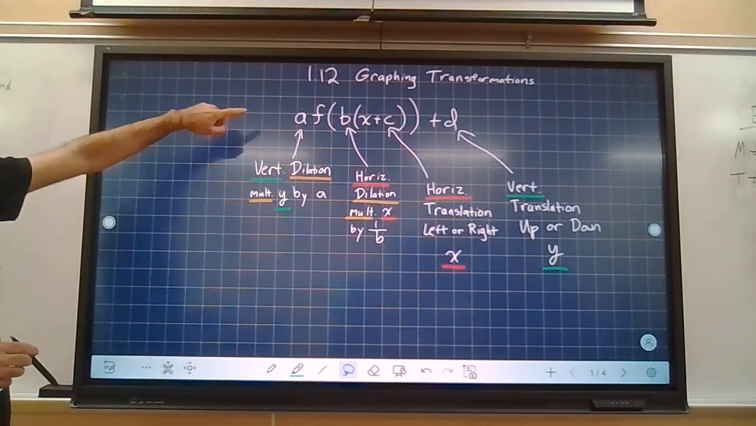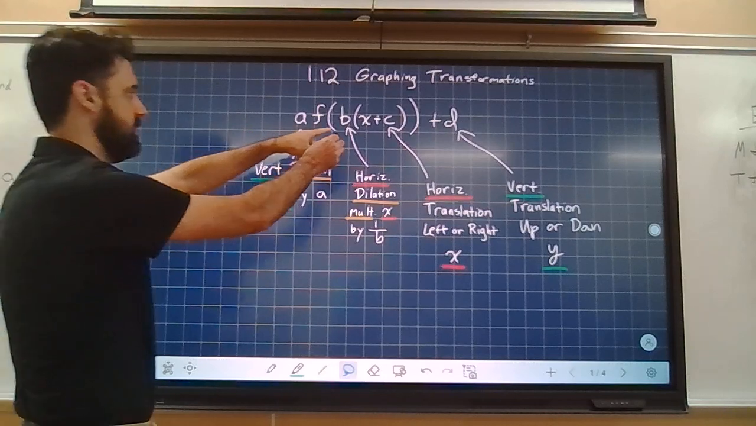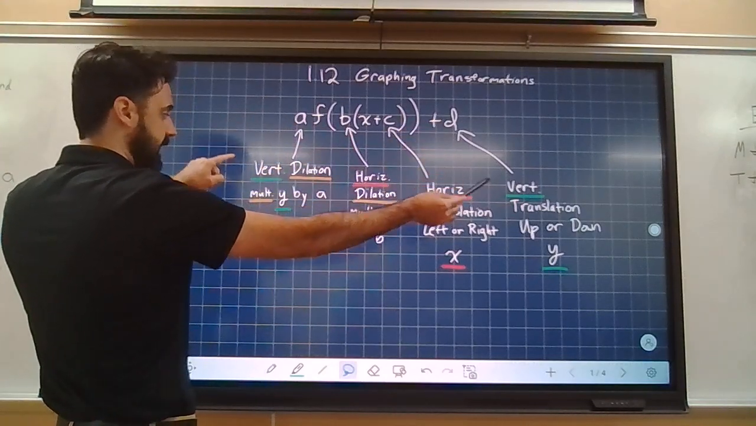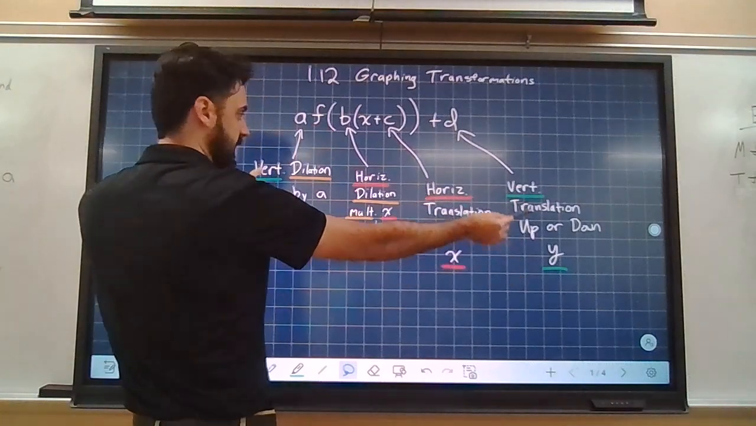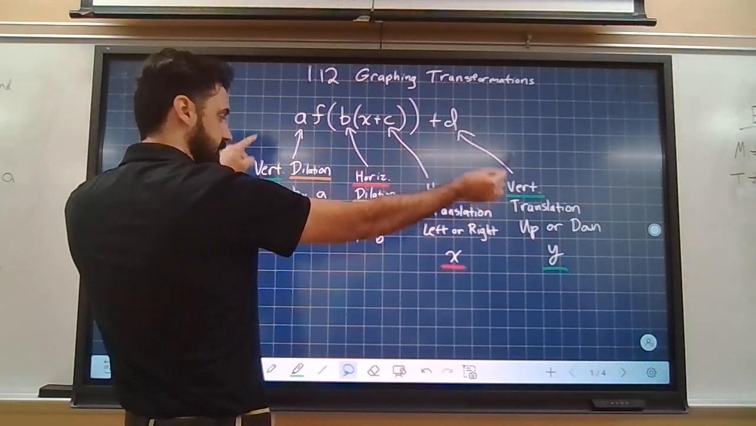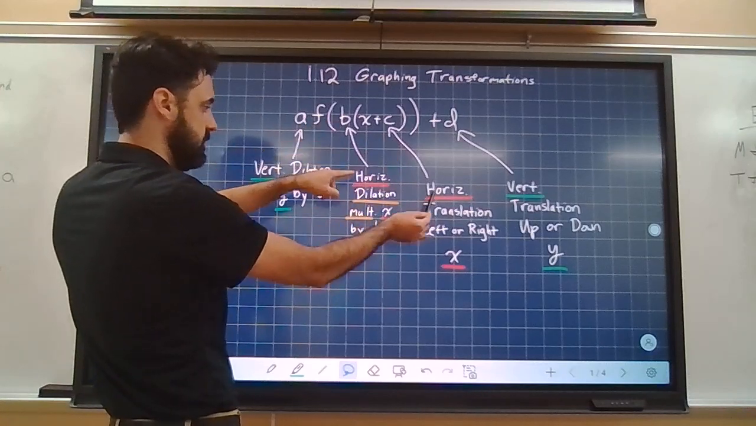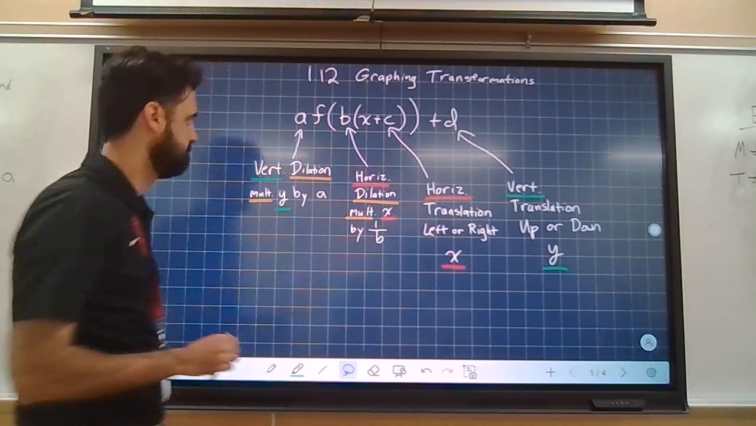Now, our 2 transformations that are outside of the parentheses, these 2, are both going to affect our y coordinates because they are vertical. Anything on the outside is going to affect y. Anything on the inside is horizontal, so these 2 are both going to affect x here.